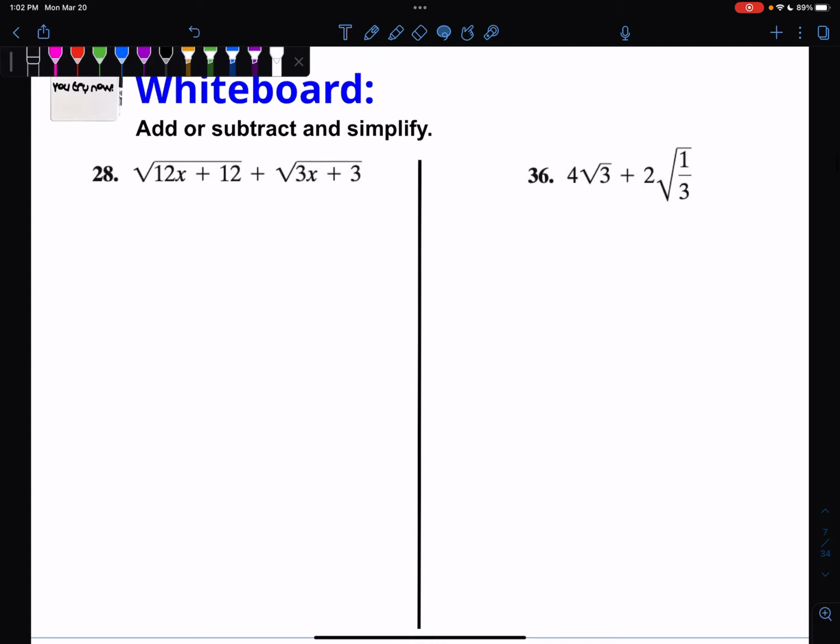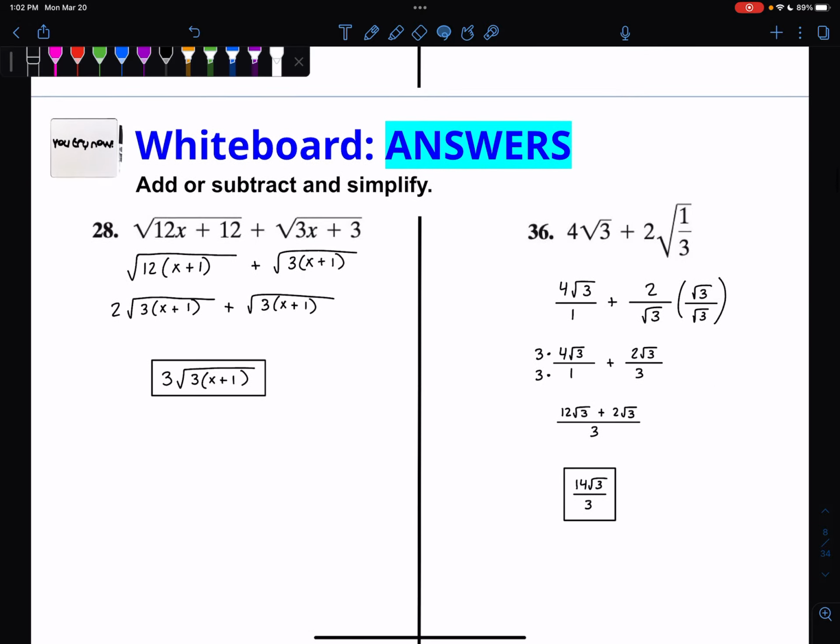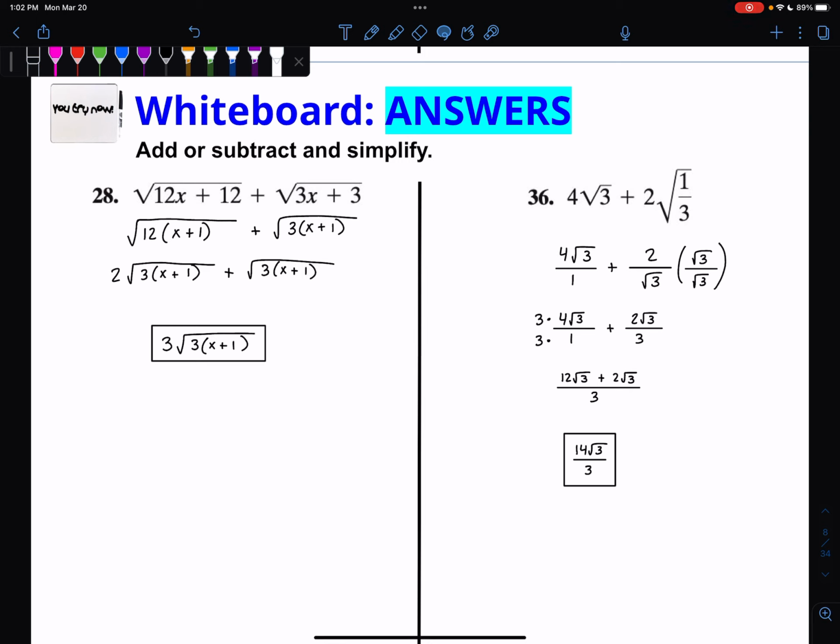Thank you so much for coming back. Okay, so here we go. Your answers are as follows. We have 3 square root of 3 times x plus 1. On the right side, you do have to do multiple steps. You have to not only rationalize the denominator for the right fraction, but you also need to make sure you have a common denominator on the left. So combining everything together should give you 14 square root 3 divided by 3. And 14 is not divisible by 3, so we cannot continue to simplify any further.